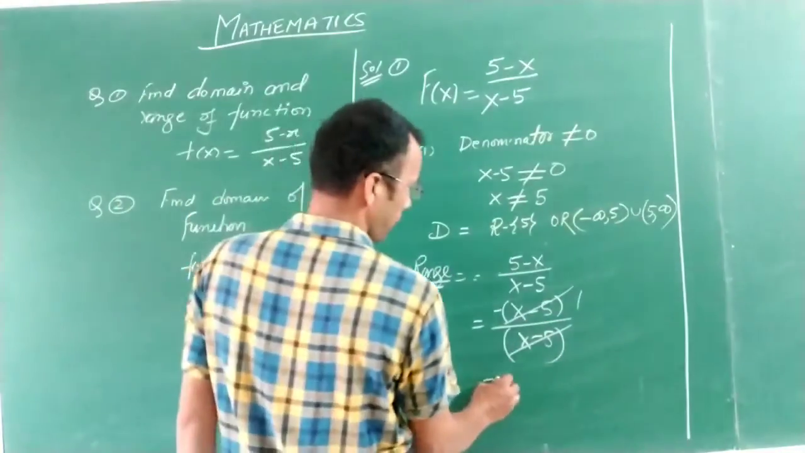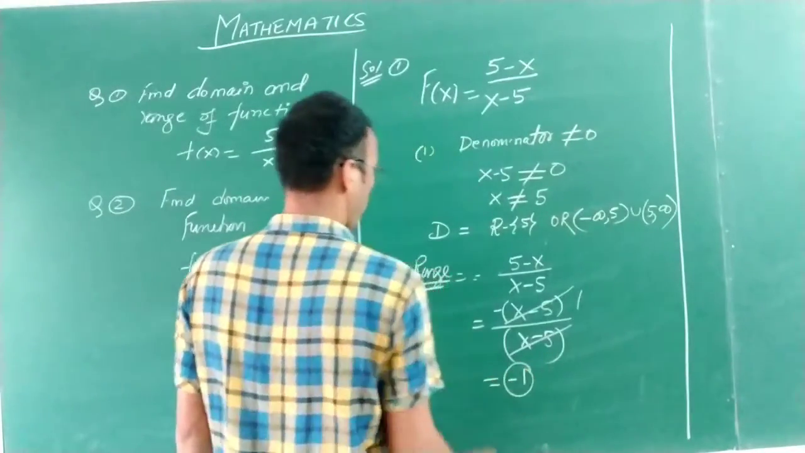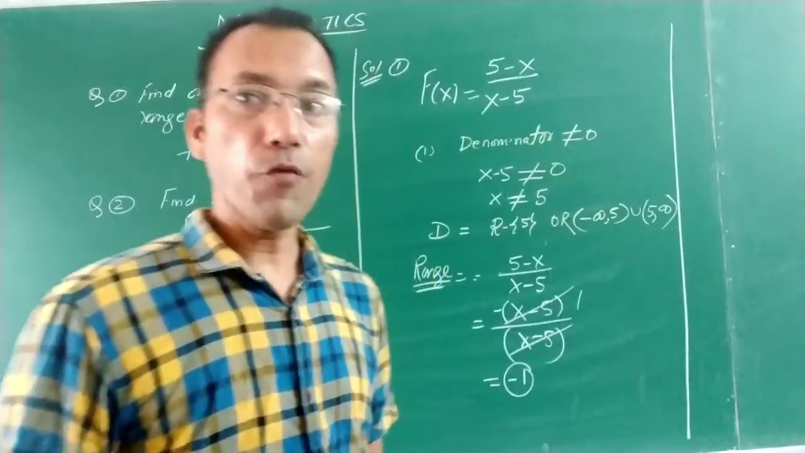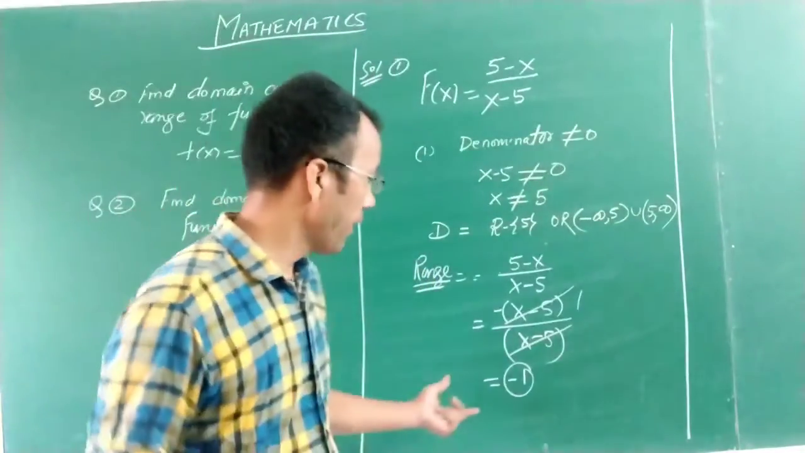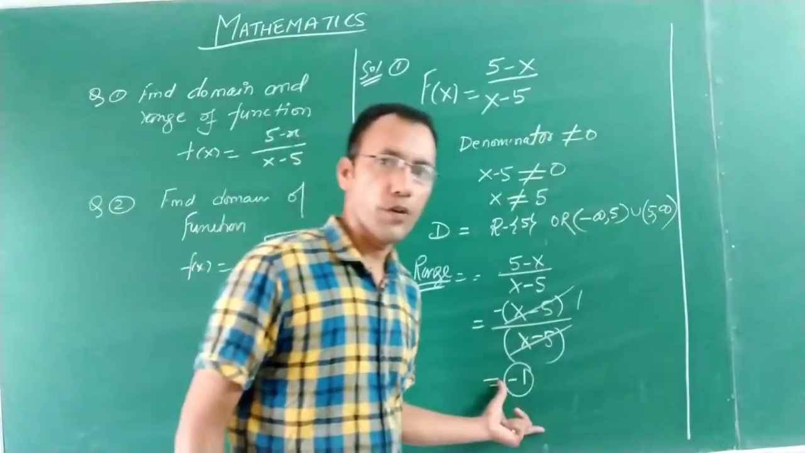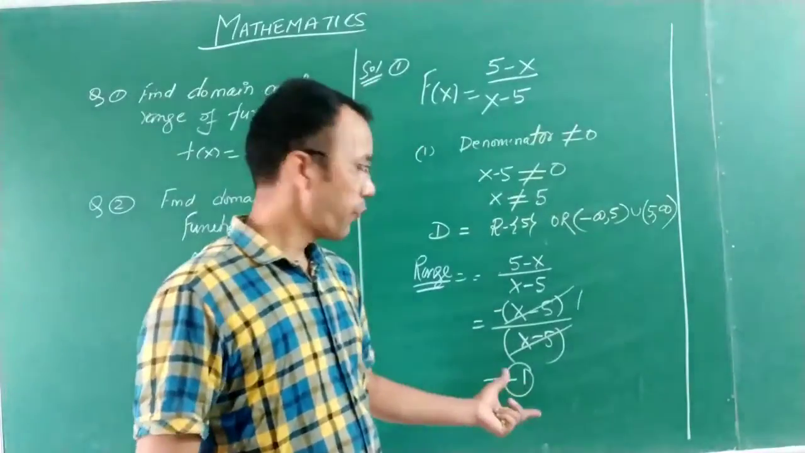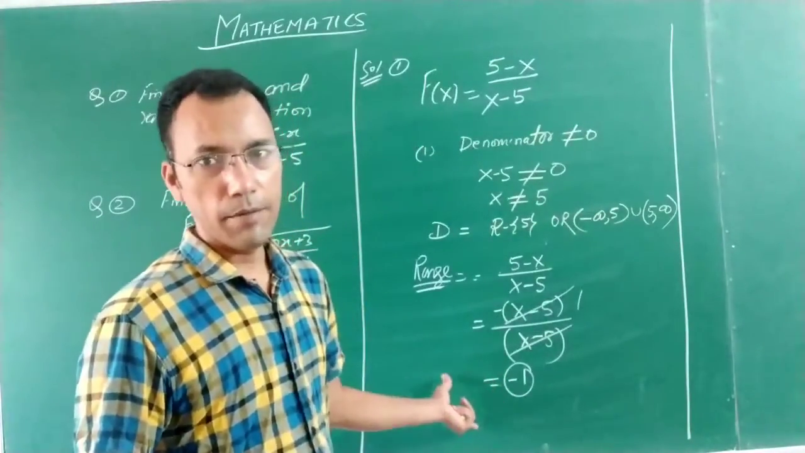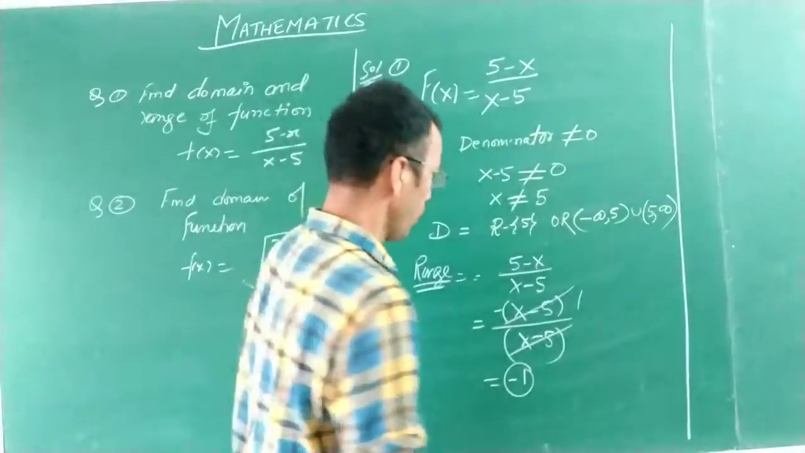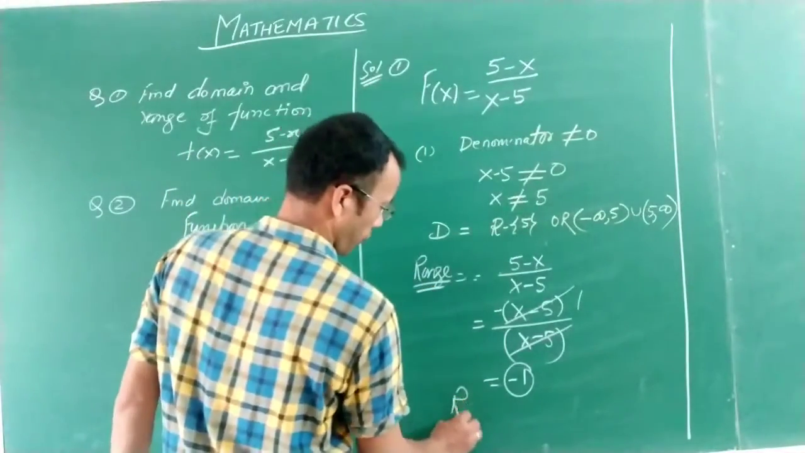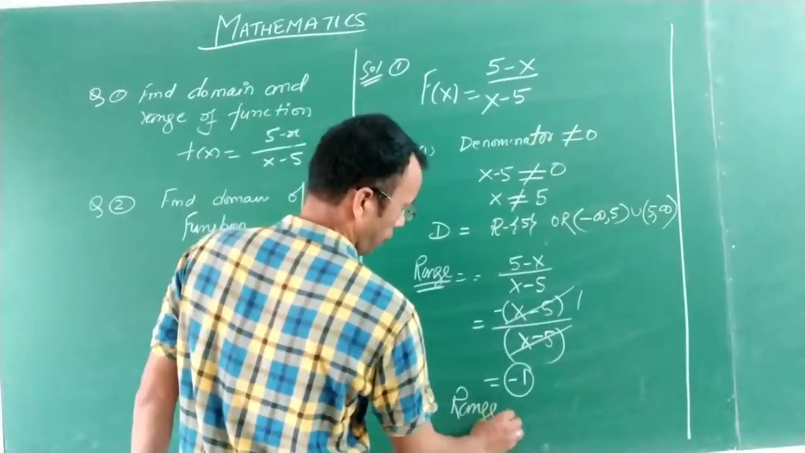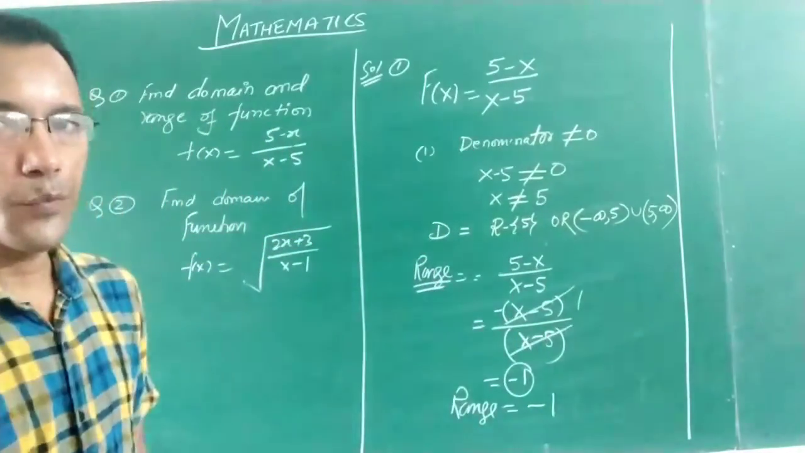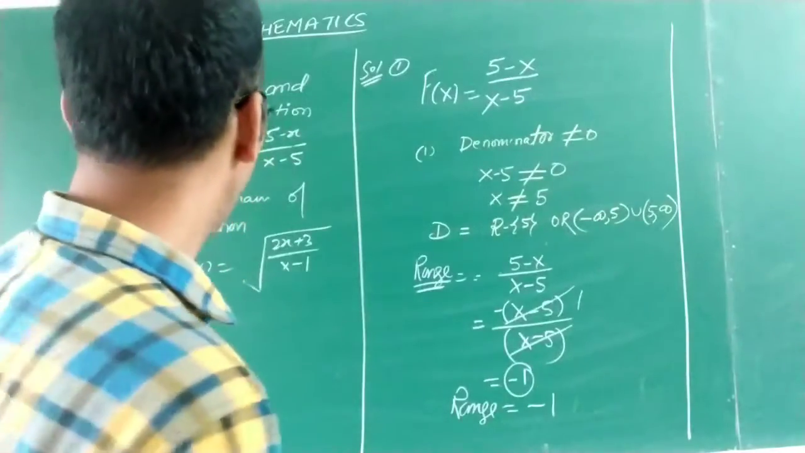So this is equal to minus 1. If you put anything apart from 5, we will get the answer minus 1. So the answer will remain minus 1 if I put anything except 5. That means the range is equal to {minus 1}. That is the solution of this one.